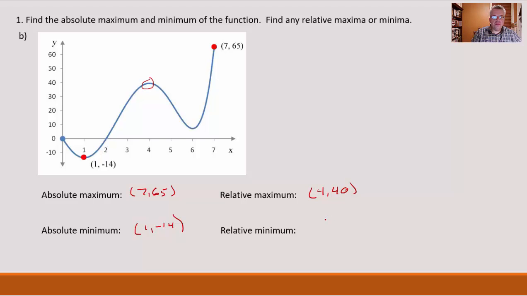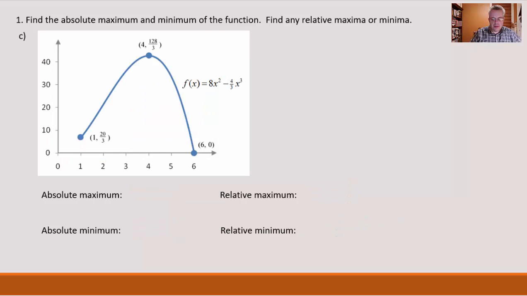And relative minimum, we have two of them. Right here, this would be at 6, 10. And this one is a relative minimum also. It's the absolute minimum, but it's also a relative minimum. And notice that when I was listing relative maximums, I left this point out. It can't be a relative maximum because it's at an endpoint. The function is not defined to the left of the point.